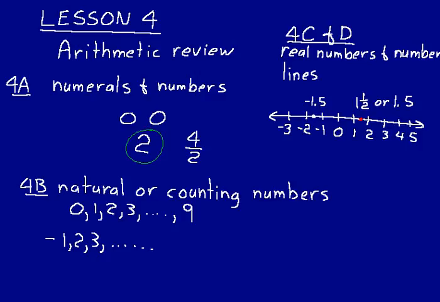So number lines are helpful in comparing different numbers and different values. Number lines are kind of like a ruler, except that they go on forever in both directions. That's represented by the arrows on the end. And then they can also have negative numbers on them, which you usually don't put on a ruler.